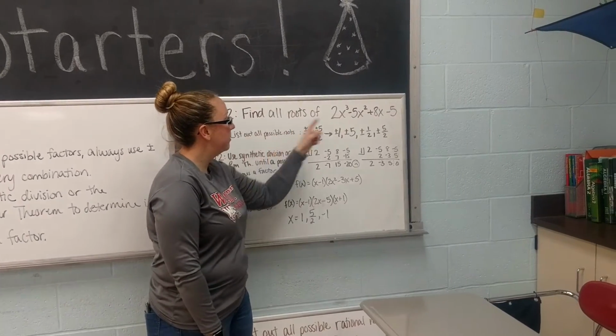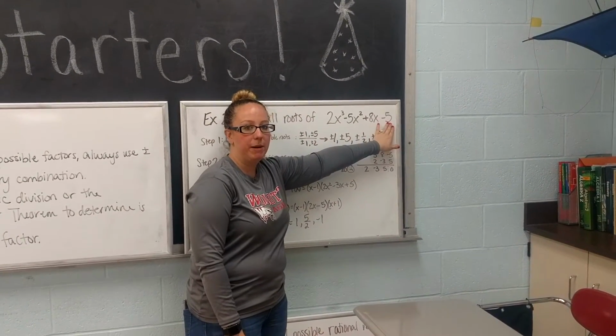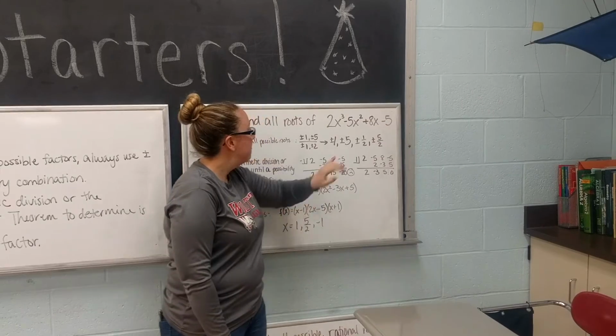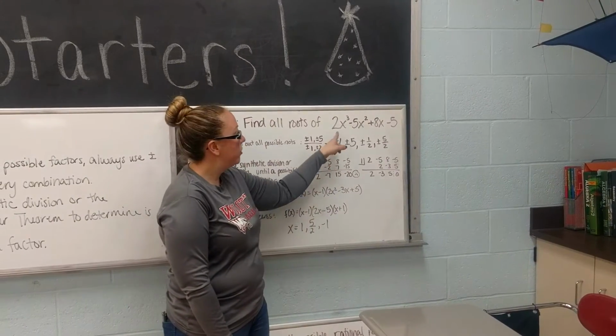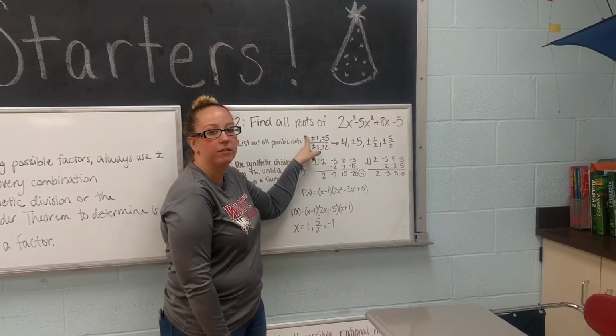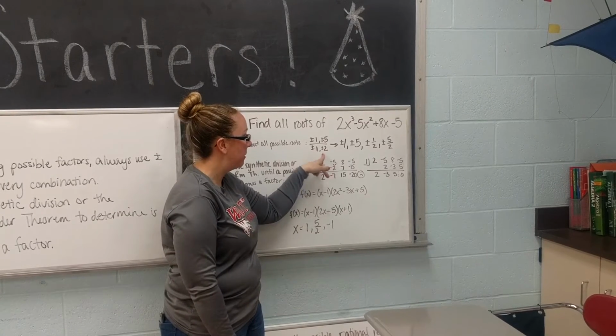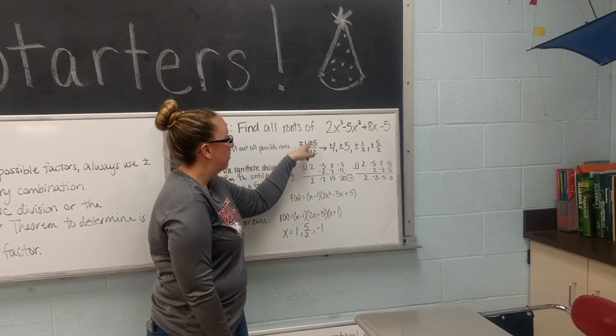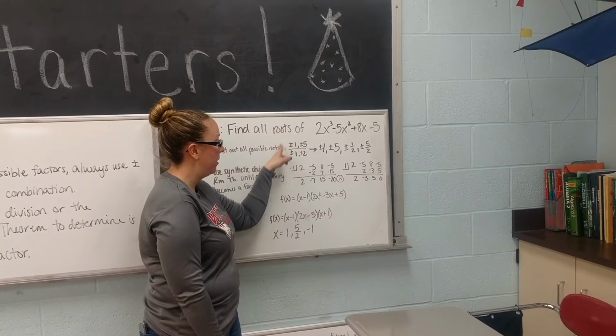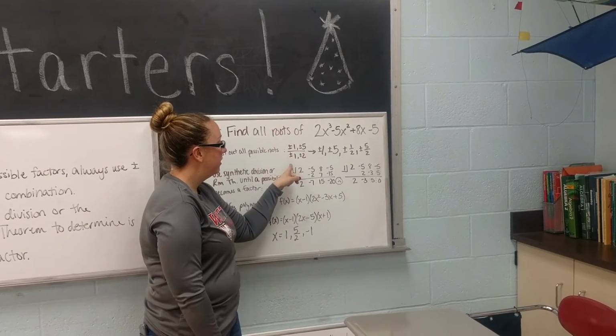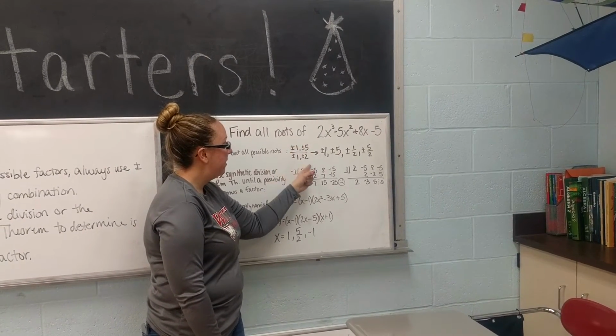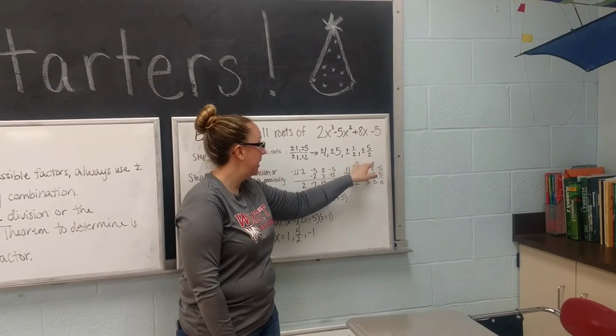So I have all the possible roots are plus or minus 1 and plus or minus 5, since those are the factors of 5. And plus or minus 1 and plus or minus 2, since those are the factors of 2. So I have factors of my last term over factors of my first term. So my possible combinations are plus or minus 1, plus or minus 5, plus or minus 1/2, and plus or minus 5/2. So I'm going to list them all like that.